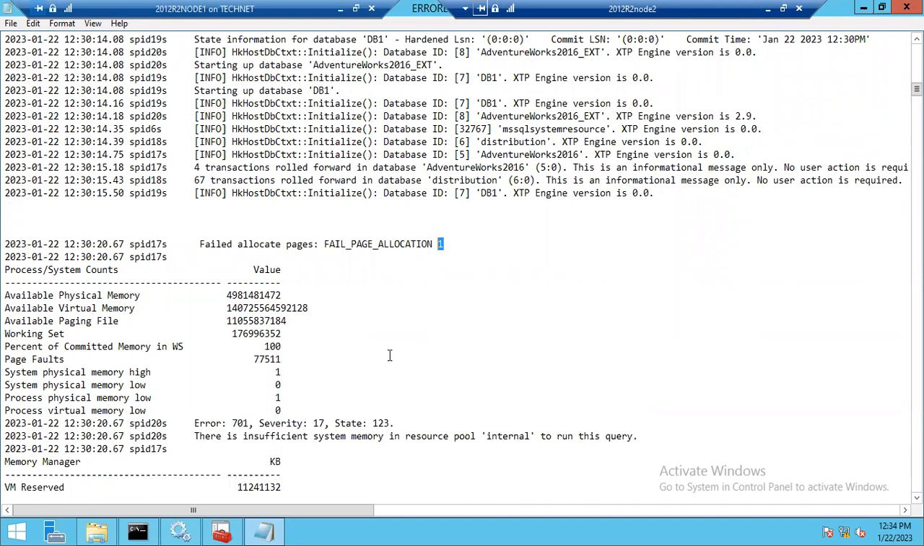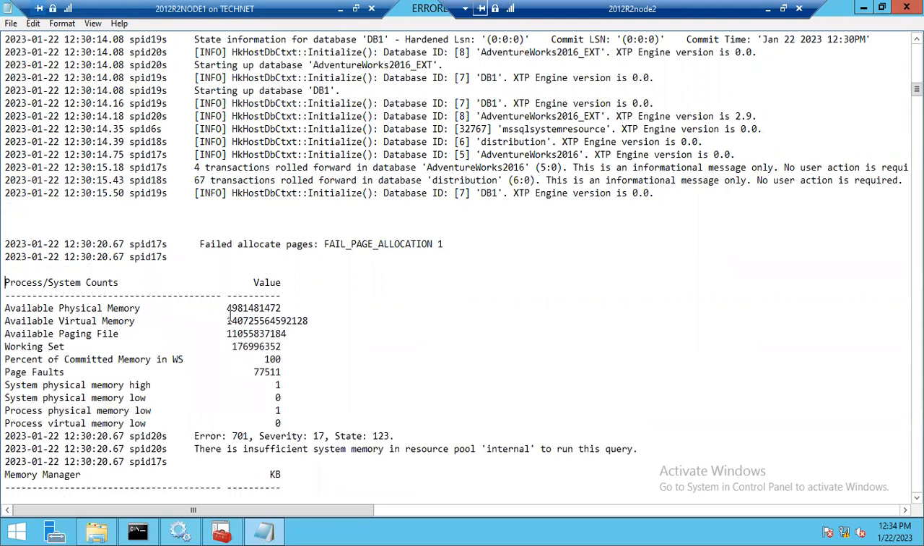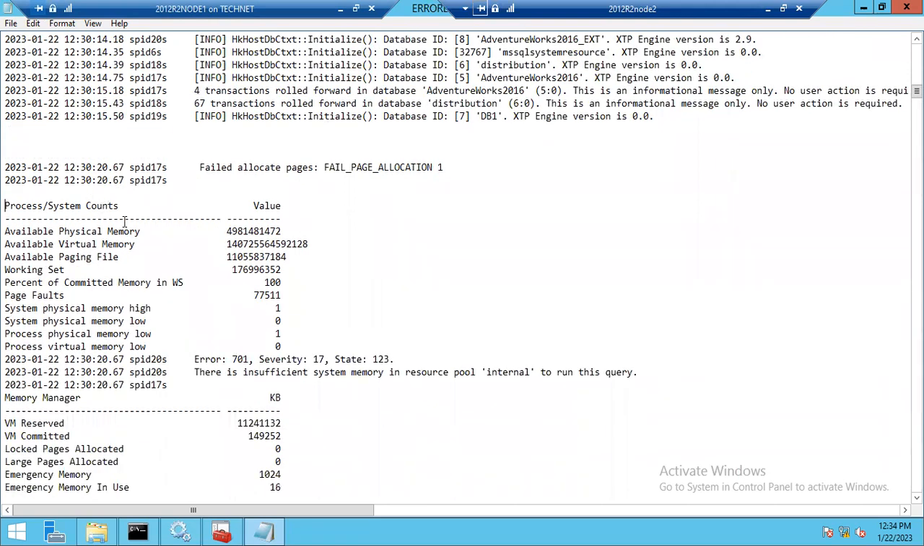It says that it needs one page. However, due to memory pressure, SQL couldn't allocate one page to start up. All right, this is where you see the performance counter, I mean memory information, right? If you see here, system physical memory high, it says that system physical memory is high.